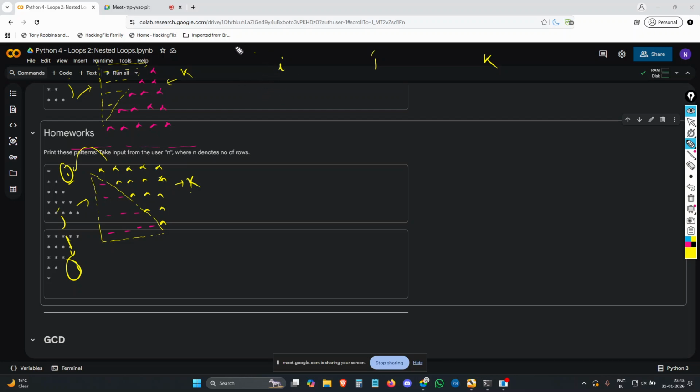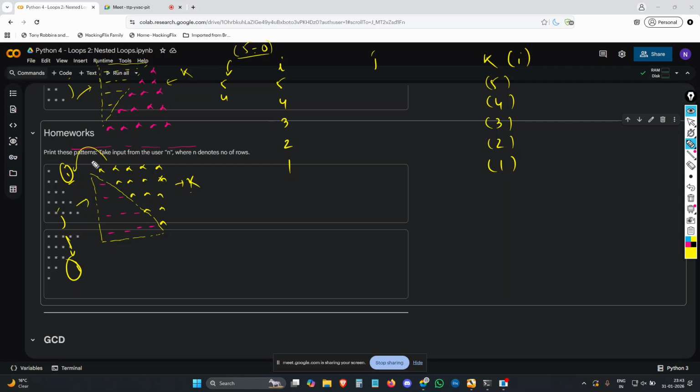So let me make my I here 5 to 0. What places will it take? 5, 4, 3, 2 and 1. And my K, if I make it as I, will also become 5, 4, 3, 2 and 1. So these are the ranges.